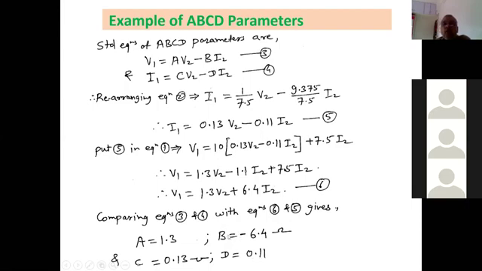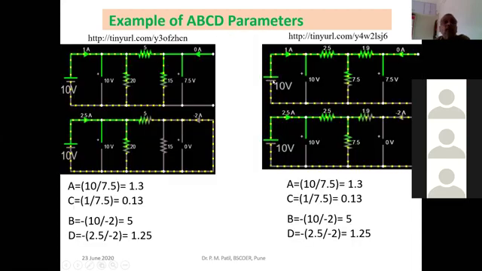As we know, the units of B and C are ohm and mho, and A and D have no units. Okay, so this is the answer.